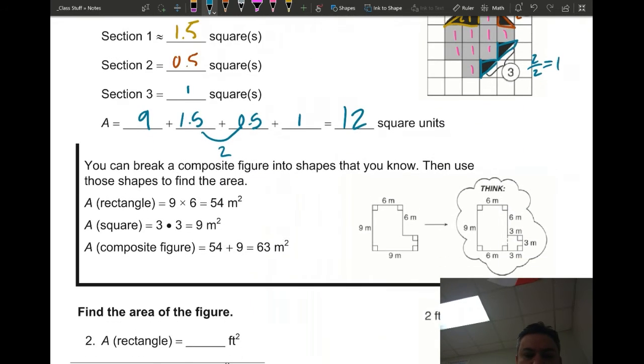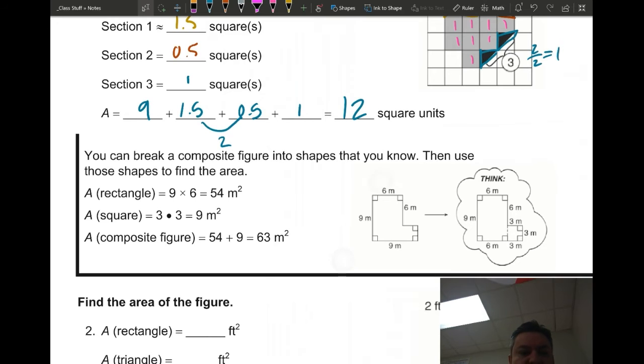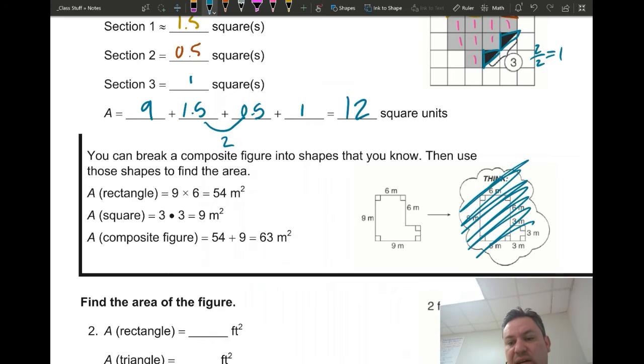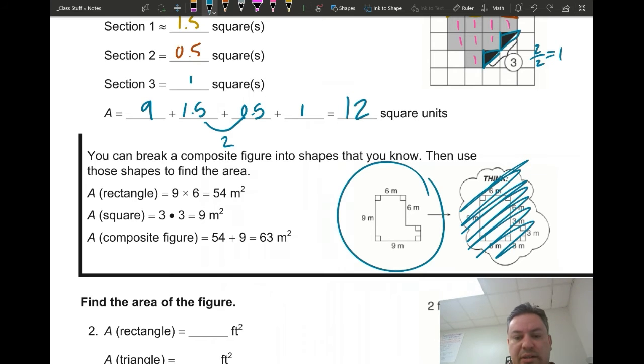Now, if I look at this right here, it says you can break composite figures into shapes that you know. And this is what I was talking about. So you can use those shapes to find the area. So basically, if you have this right here, and you need to find the area of that shape, you can kind of break it up into pieces of shapes that you already know.